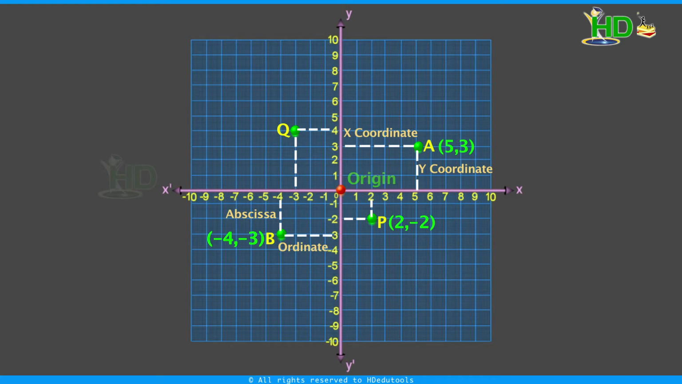Now this is called the origin. This is nothing but the intersecting point of the x-axis and y-axis. The coordinates of this are 0, 0. We take the origin as the reference point to locate other points in a plane.